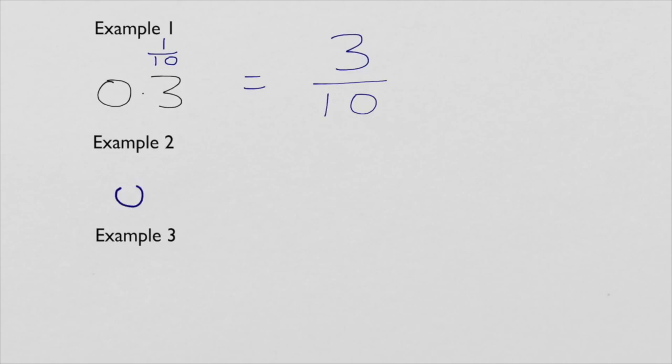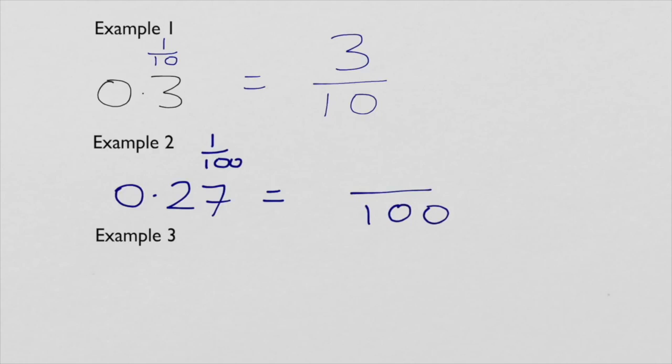Okay, next decimal is 0.27. So this time, that last number after the decimal point is in the 100ths column. So I know that my fraction will be over 100, and simply look at the two numbers after the decimal point, and we write that on top of the fraction. So my answer equals 27 over 100. Can I simplify that one? No, I can't. So we have the answer there.